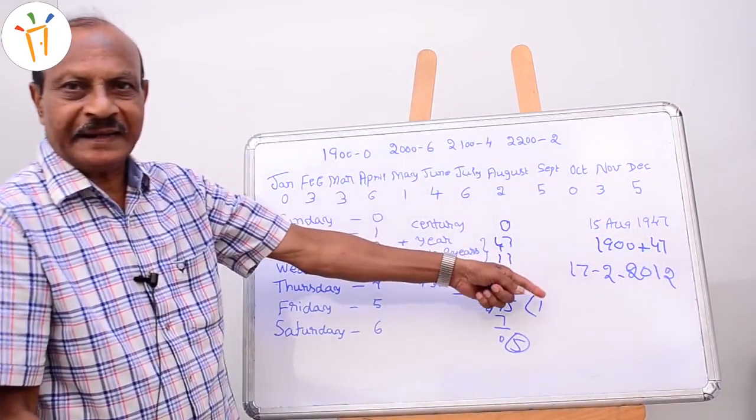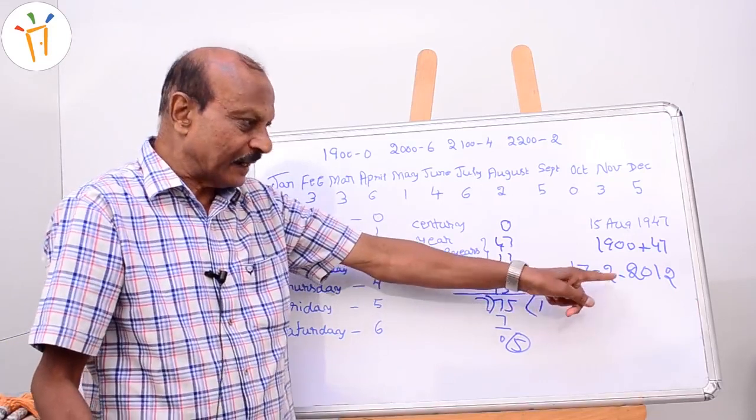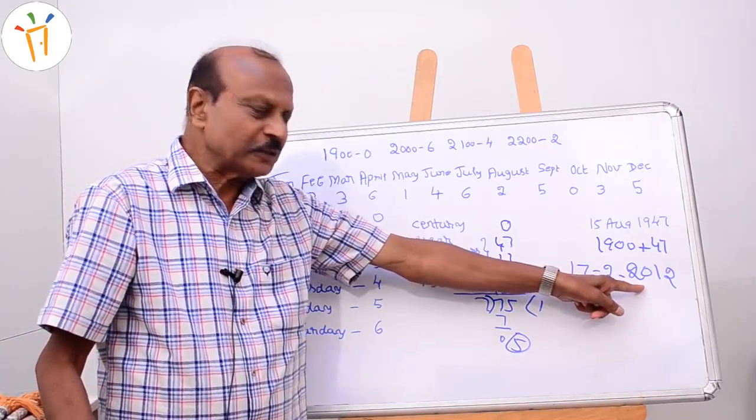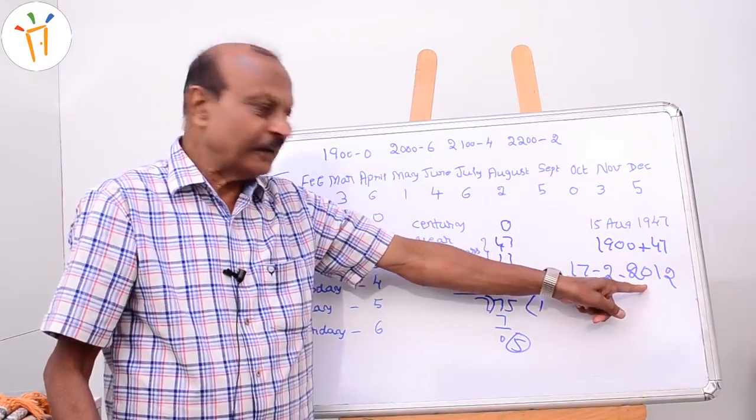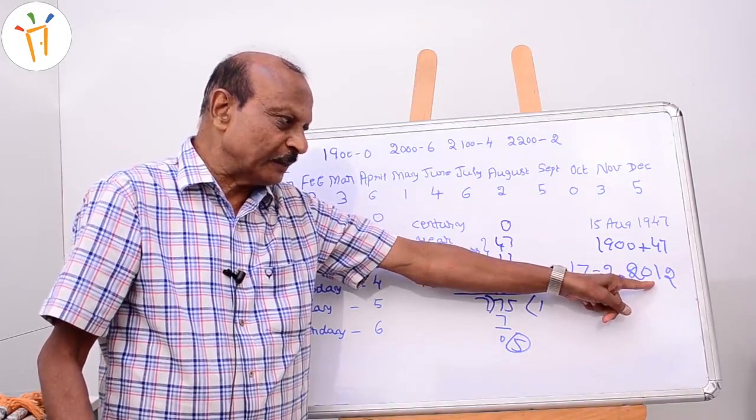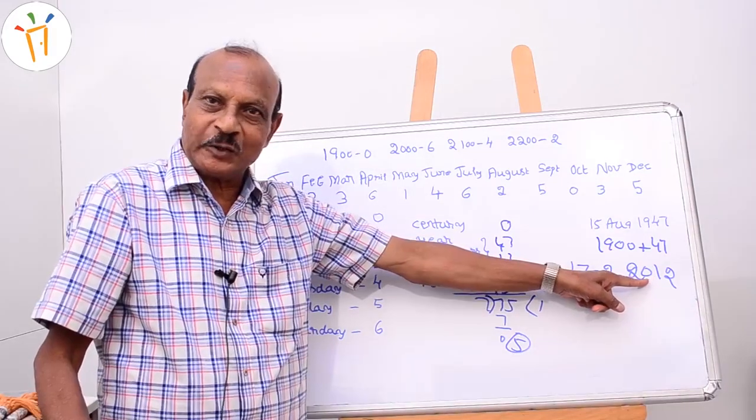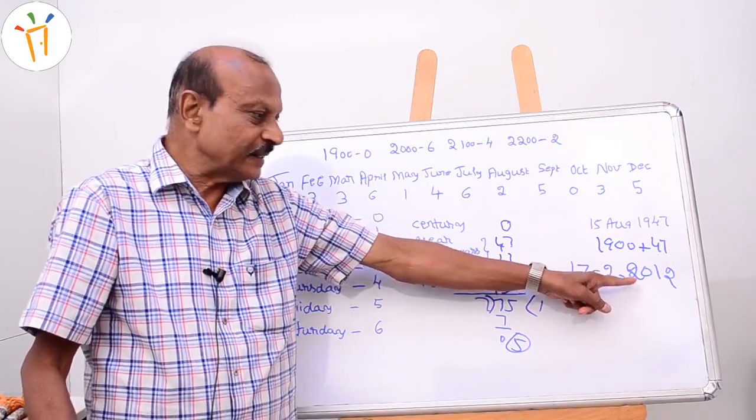You have to calculate the day of the week for this. Why I have written it, I will tell you now. 2012 is a leap year. If you divide this by 4, if it is completely divisible and the remainder is 0, we call this a leap year. So this is a leap year.